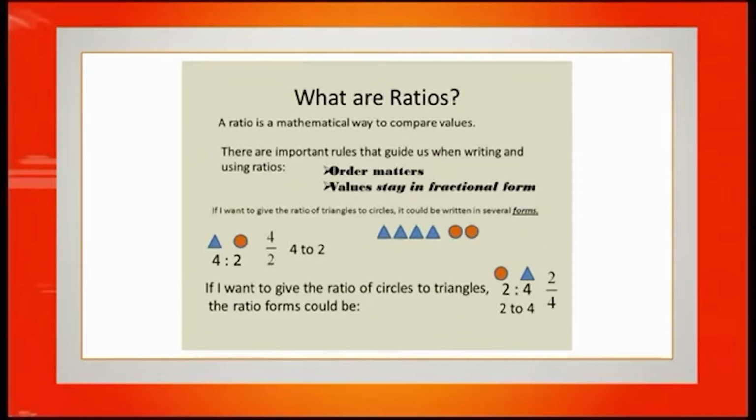Now, let's look here. If I want to give the ratio of triangles to circles, it could be written in several forms. But let's look. So whatever value represents triangles must come first. So as you can see, you have 4 blue triangles and 2 orange circles. So my ratio is 4 to 2, or as a fractional representation, 4 twos or 4 halves, 4 to 2, same thing. And then of course you could remove the colon and use the word "to". All right, and you can see it right there.